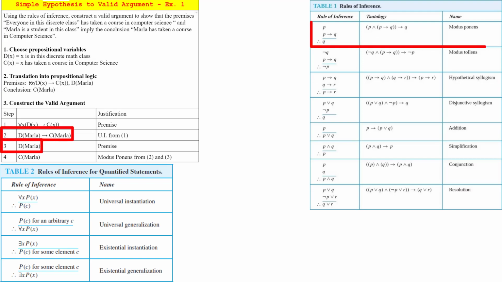Well, using modus ponens, something that we've been using before with rules of inference, we're able to say, okay, C of Marla should also be true as well. And that's what our conclusion wanted to be as well. And it ends there.